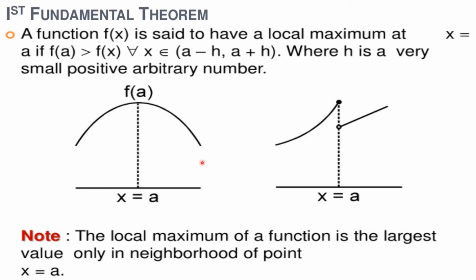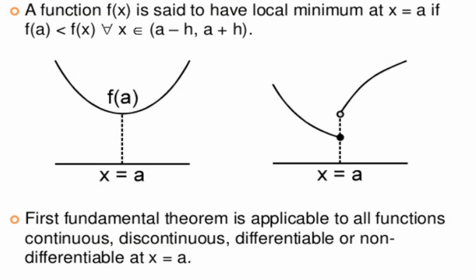Local maximum, right. Now come to the next point, local minimum. A function f of x is said to have a local minimum at x equal to a if f of a is less than f of x for all x belongs to the open interval (a minus h, a plus h). Okay, my children, understood this point?